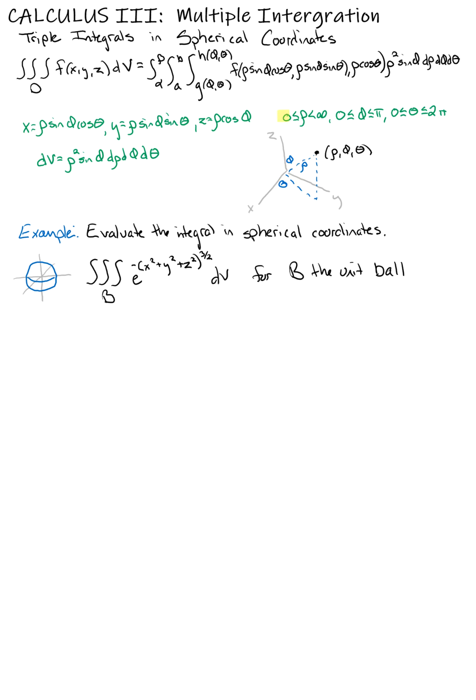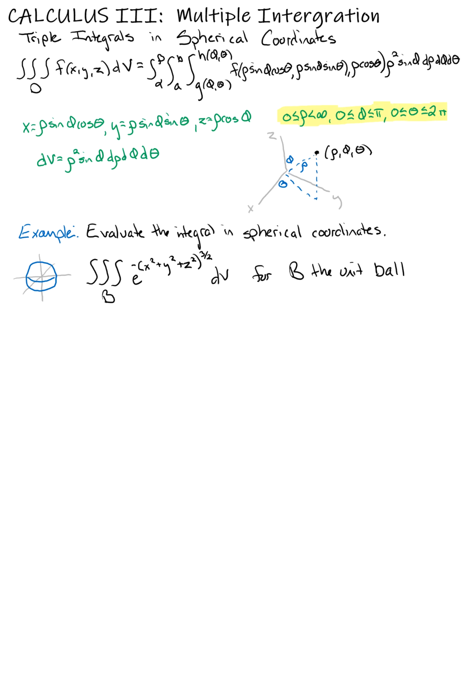So our value rho, the radius, goes from 0 to infinity. It's only a positive value. Phi, going from the z-axis to the y-axis, goes from 0 to pi, and theta can actually go all the way around from 0 to 2 pi.